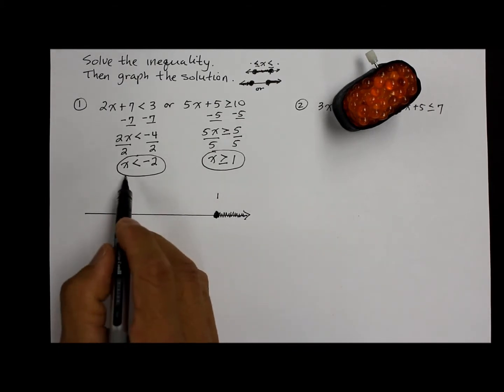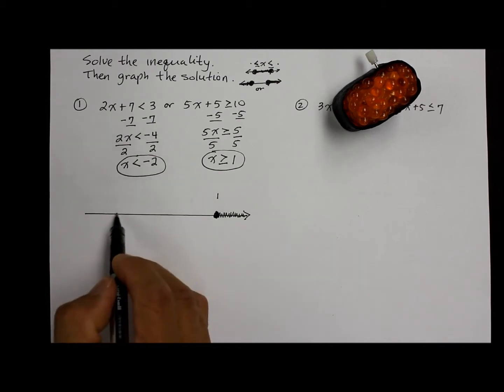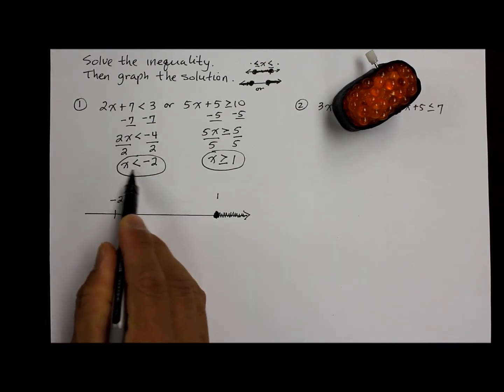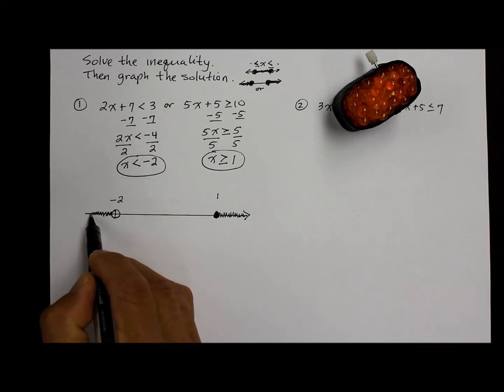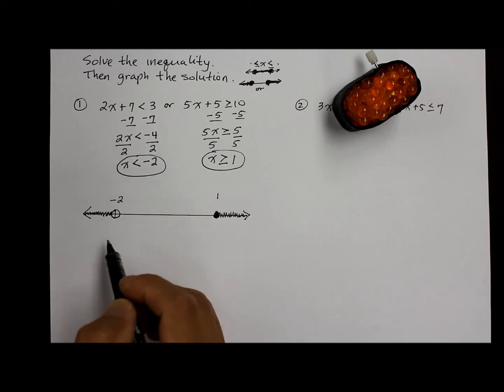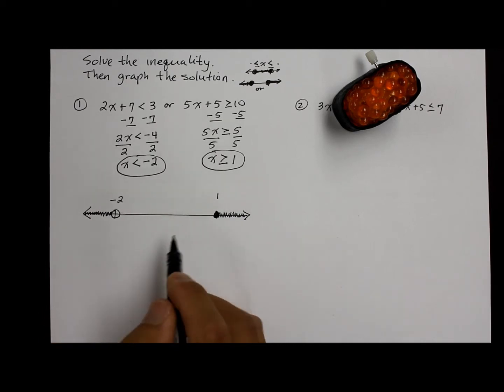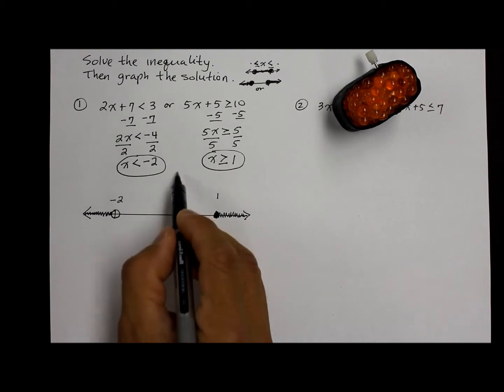And this one is x is less than negative 2. Negative 2, but not equal to. We're talking about numbers that are less than negative 2, but not equal to. So everything to the left. And there's your answer.